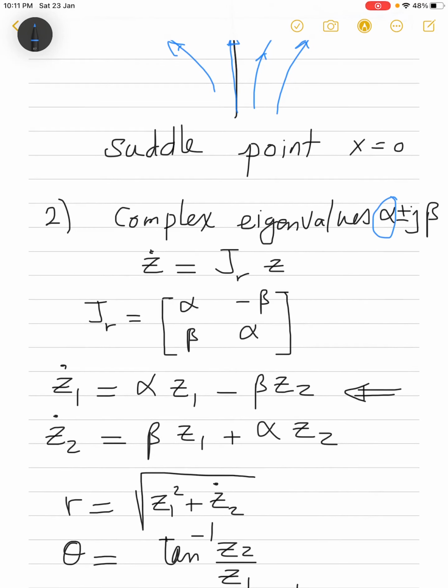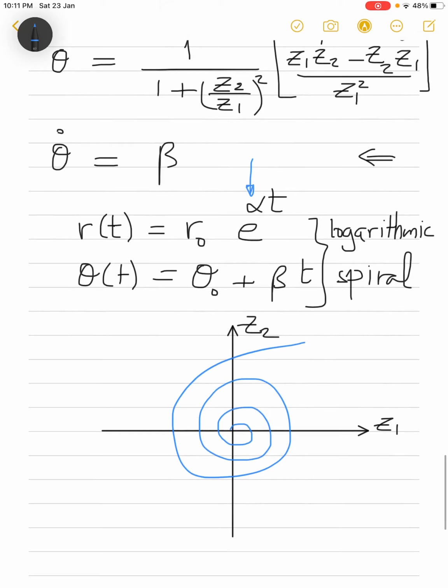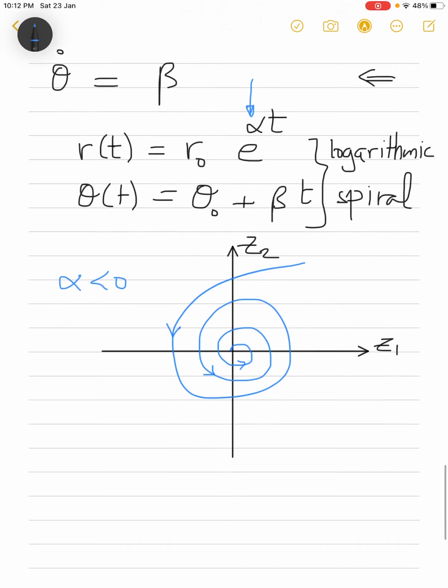So if the real part is negative, that means that the system is stable, and it means that the system will go from the initial condition to the origin. So this would be the direction in case of a negative alpha. So it will go to the origin like this, and we call that stable focus. So the origin in this case is called a stable focus.